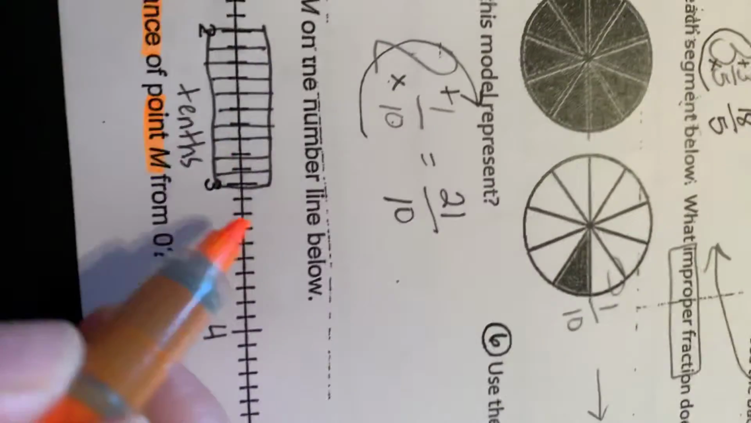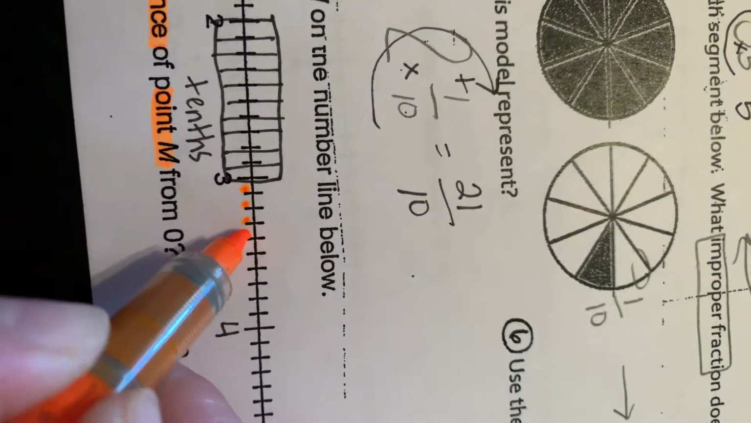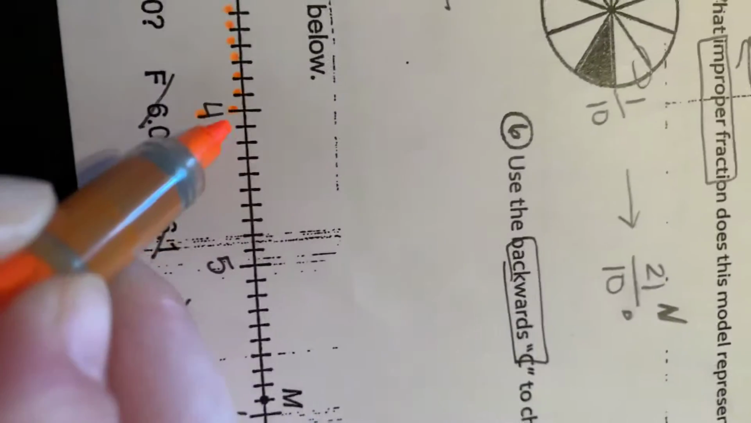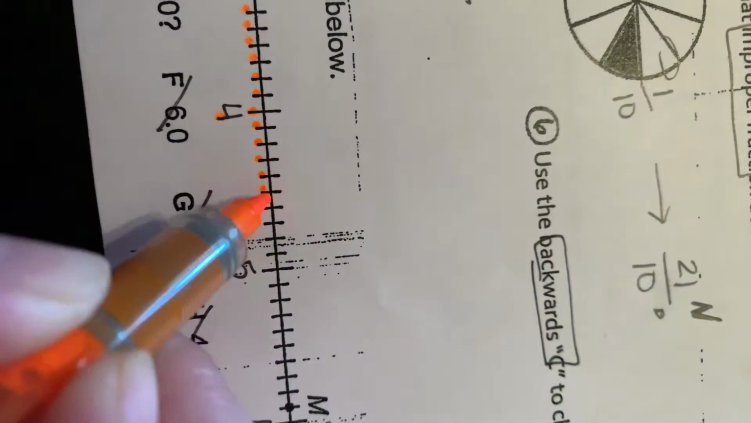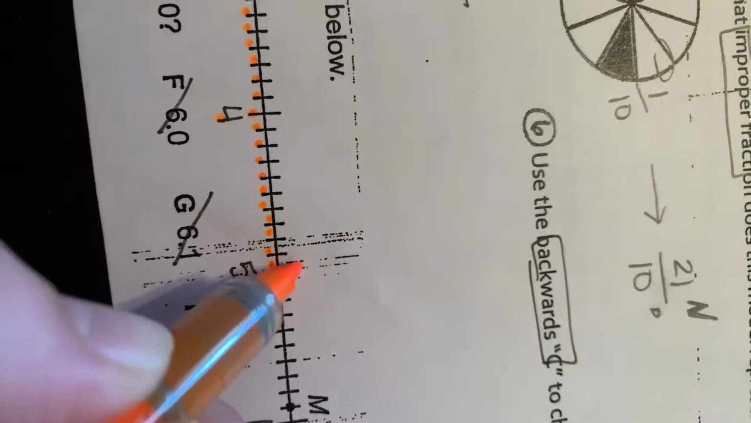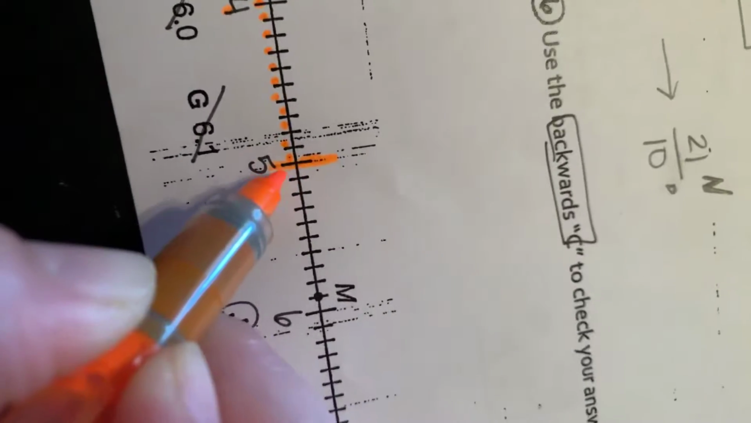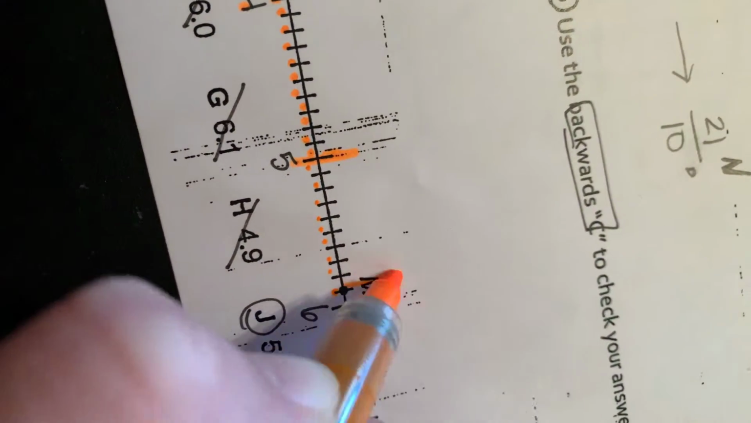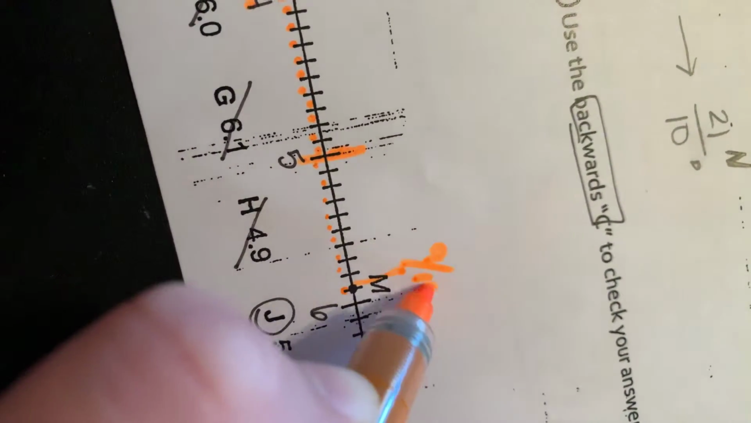So every 10 is a new set. 1, 2, 3, 4, 5, 6, 7, 8, 9, 10. New set. 1, 2, 3, 4, 5, 6, 7, 8, 9. M is 9 out of 10. 5 and 9 tenths. All right.